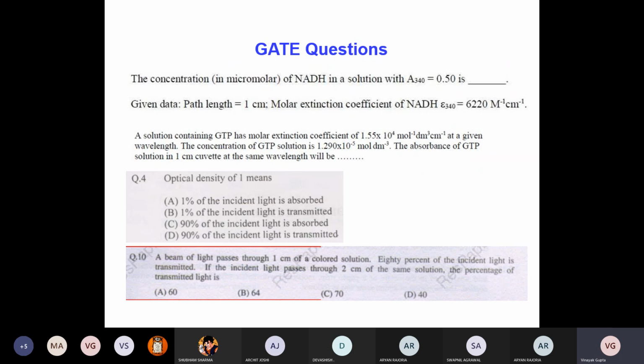Okay, here we have 1, 2, 3, 4. These are 4 good questions based on the Beer-Lambert's law.